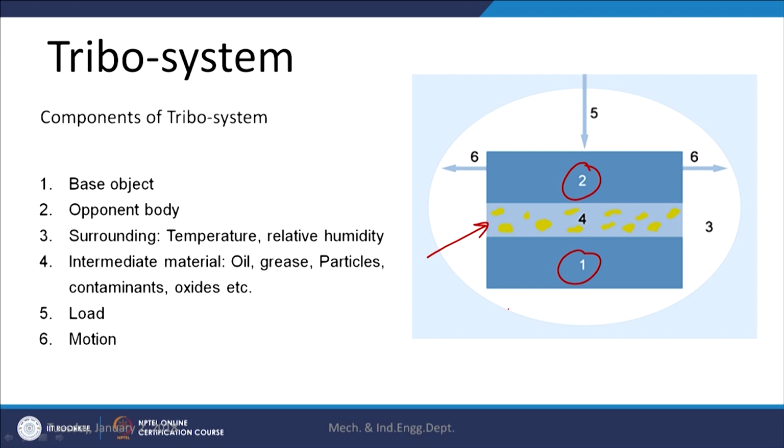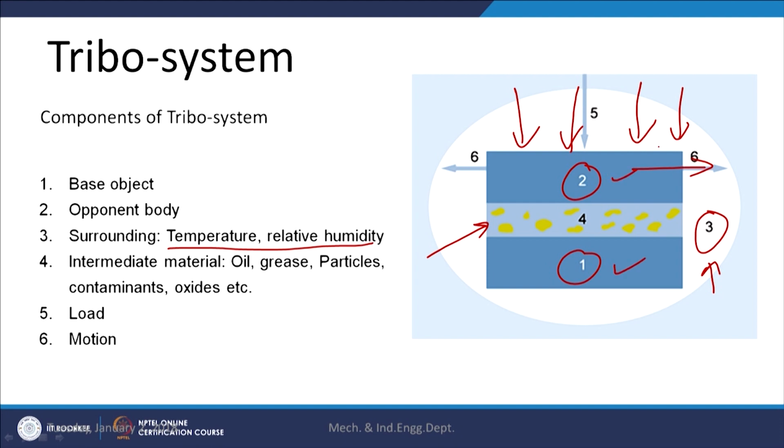So, this is the substance or material which is present at the interface, and then this system will be working in a particular environment, so we can see the surroundings and its temperature, humidity, all that will be important from the wear point of view. Then we will see the particular kind of load, the service load, which is transferred during service from one component to another, and the kind of motion which exists between the two components. So, these are the 6 different components. Components 1 and 2 are the parts which are interacting with each other.